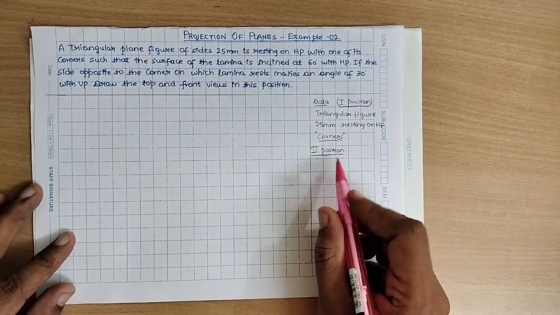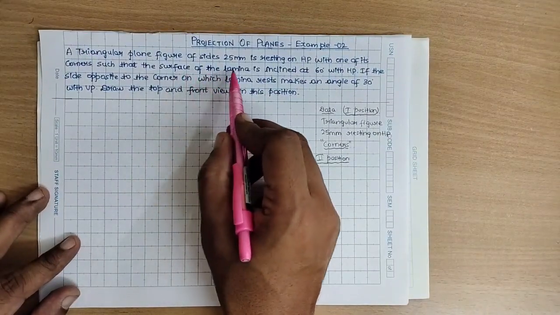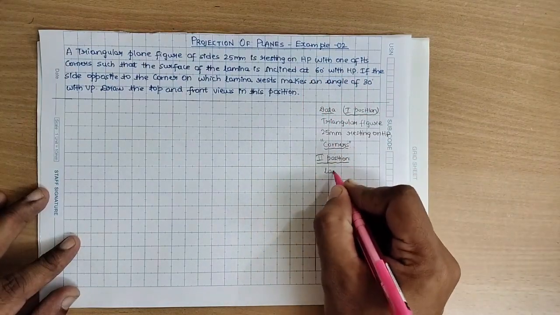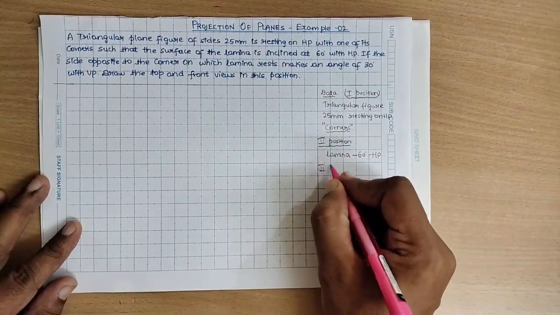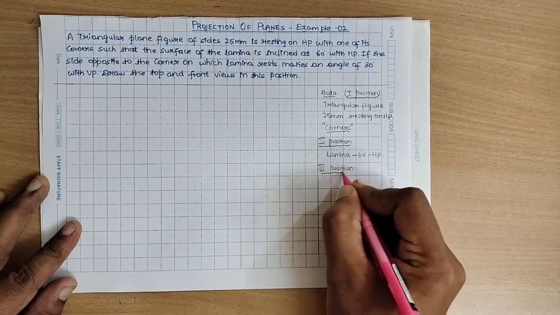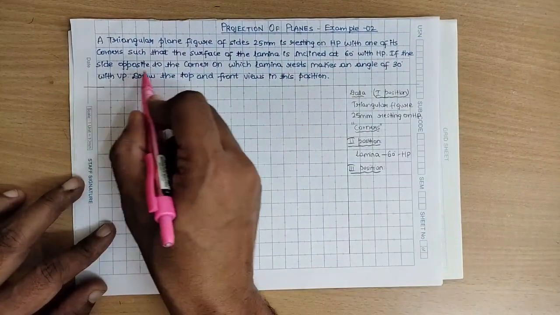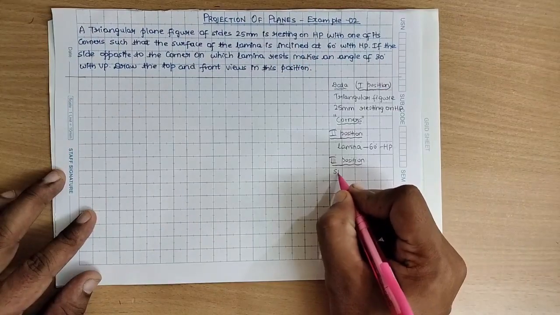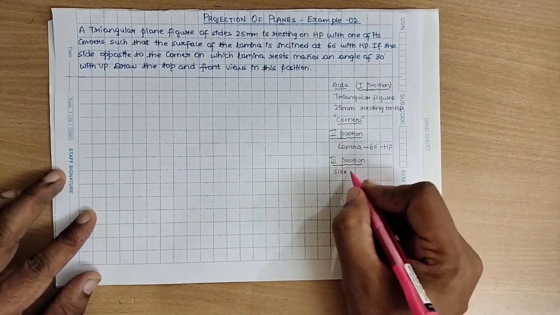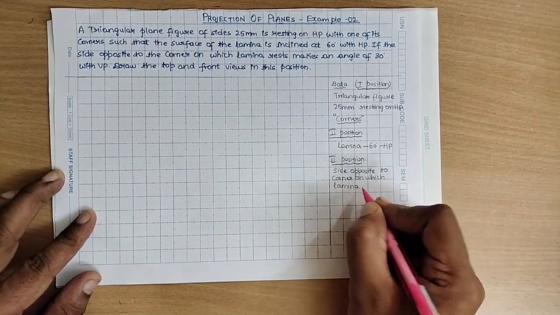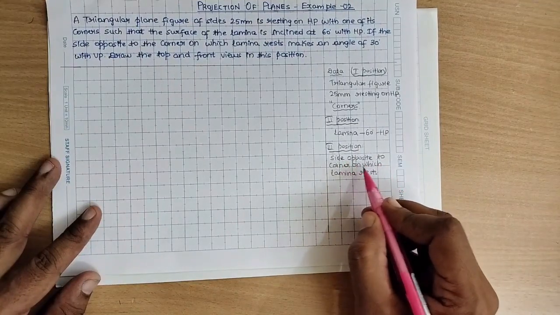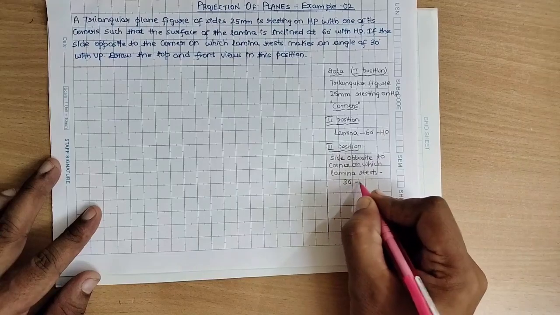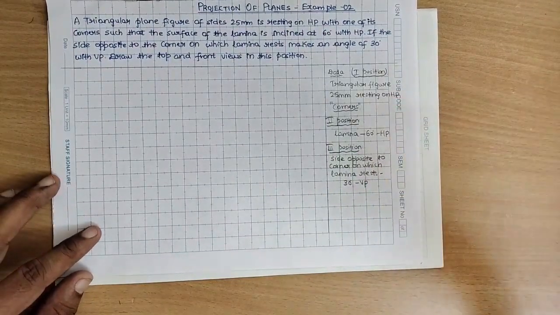The second position is clearly mentioned: the surface of the lamina is inclined at 60 degrees to HP. The third position is clearly mentioned: the side opposite to the corner on which the lamina rests. I will write the same thing here; we can analyze it in the later stages. The side opposite to the corner on which the lamina rests makes an angle of 30 degrees to VP. So these are the data given.